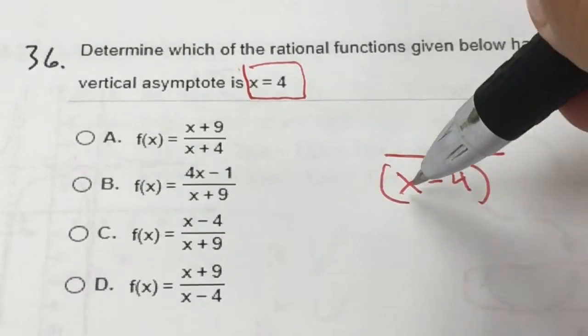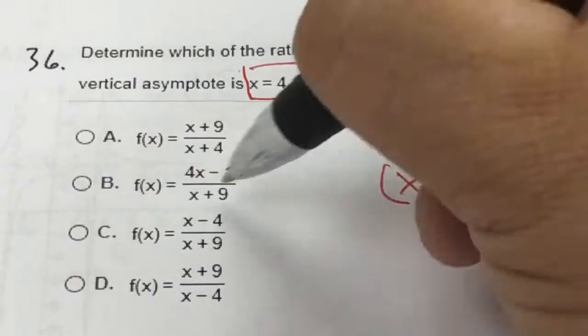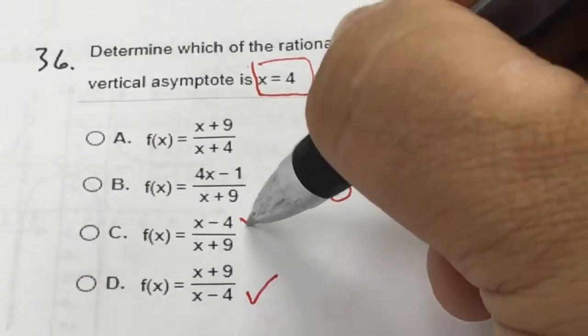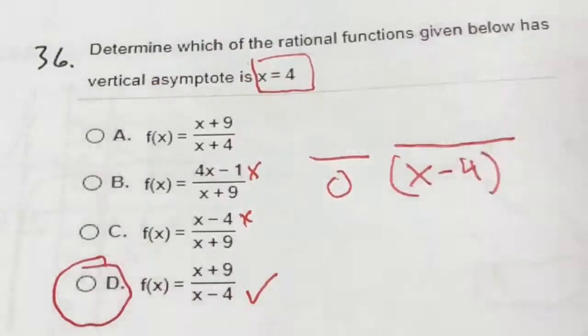But right now, if I put a 4 into an x minus 4, I get 4 minus 4, and that's going to be 0 on the bottom. And we know anything divided by 0 is undefined. So I'm going to look for an x minus 4 on the bottom, and there it is. It's got to be on the bottom. It can't be on the top. No dice. It's got to be choice D.